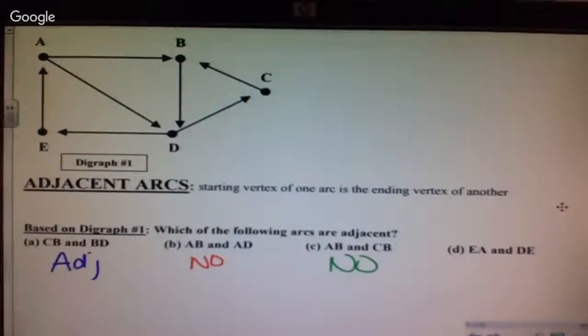Last one, E to A and D to E. Yes, these ones are adjacent. I can start at D and follow my arrow to E and then follow my arrow to A without lifting.